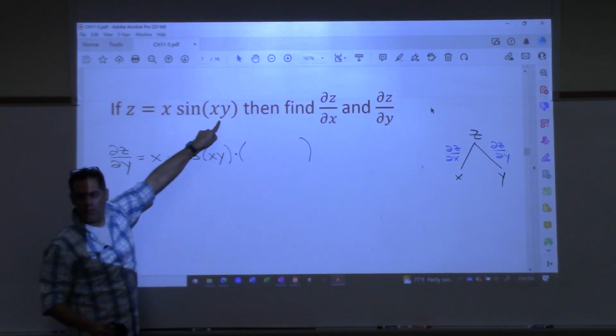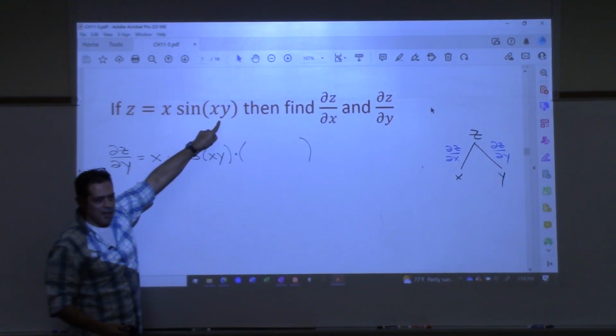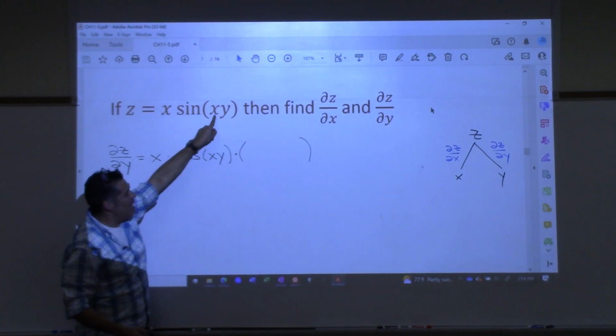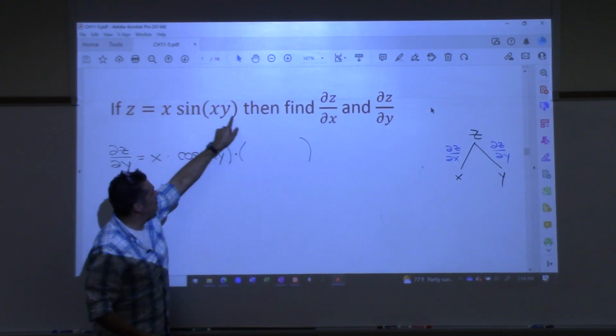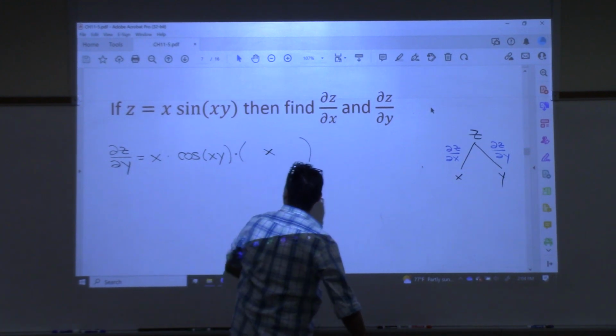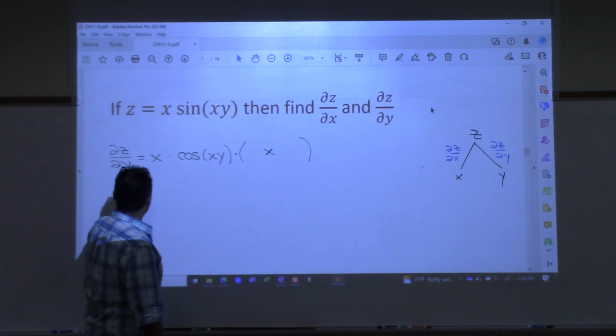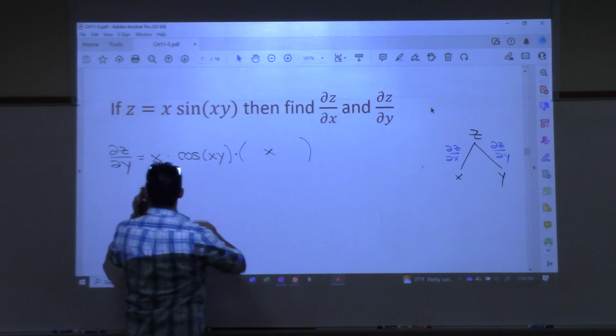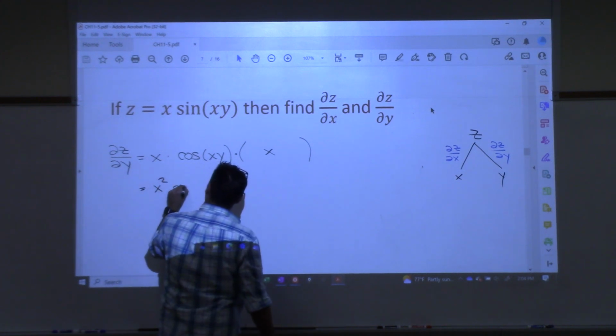Do I have to do product rule? No, same thing, right? X is a constant, it'll come for the ride, and then the derivative of y is 1. So we just get x in here. You can bring this x out in front with this x, and you get x squared cosine xy.